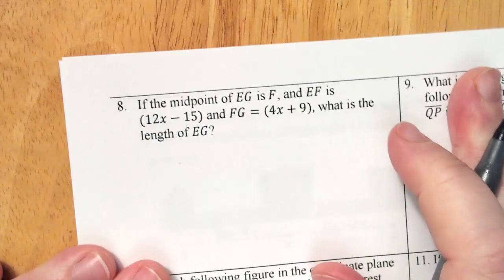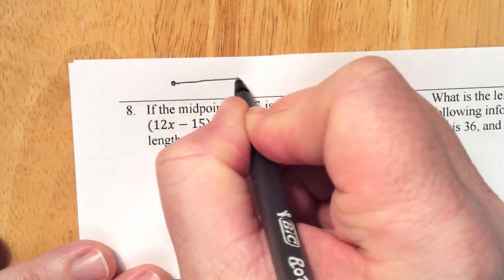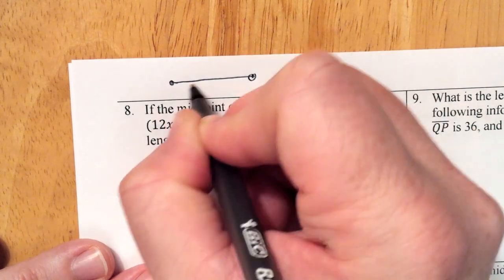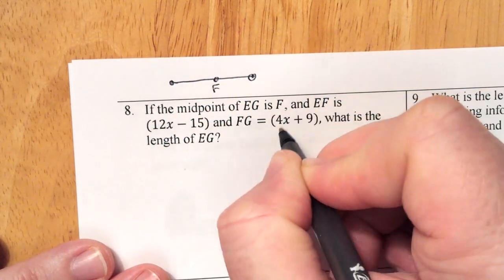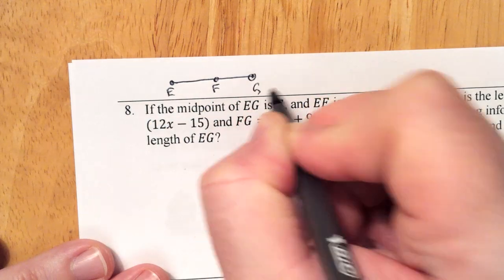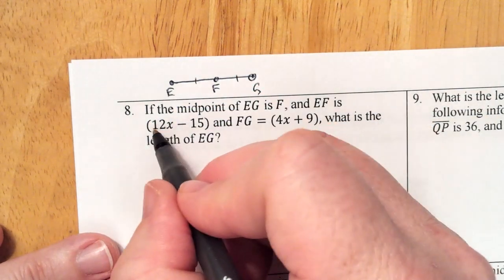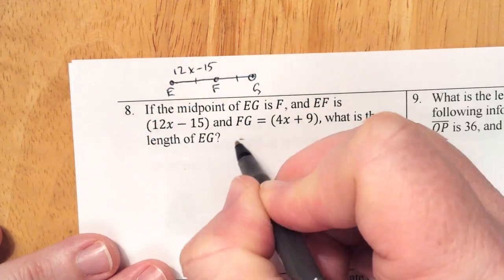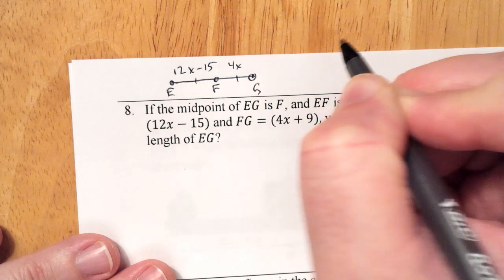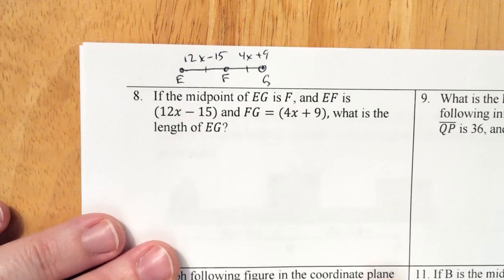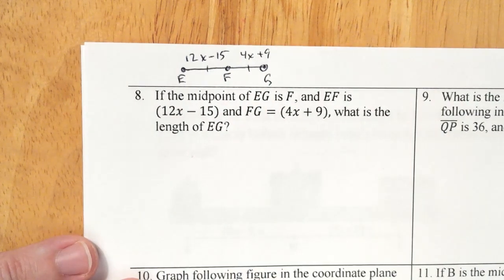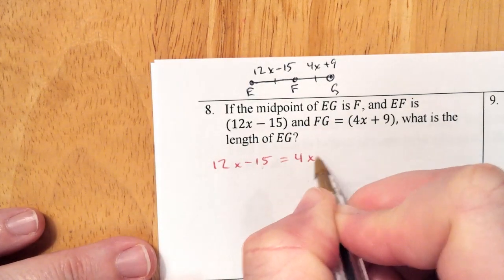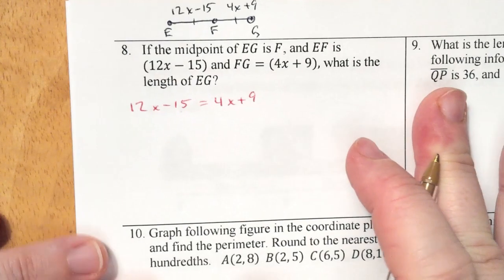Okay, now, so they said midpoint. So here we go, I'm going to draw this. If the midpoint of EG is F, then F is in the middle, right? And we have E to G, and we know that this and this are equal. We know that EF is 12x minus 15, and FG is 4x plus 9. We just need to solve for this, so we set them equal. 12x minus 15 is equal to 4x plus 9.